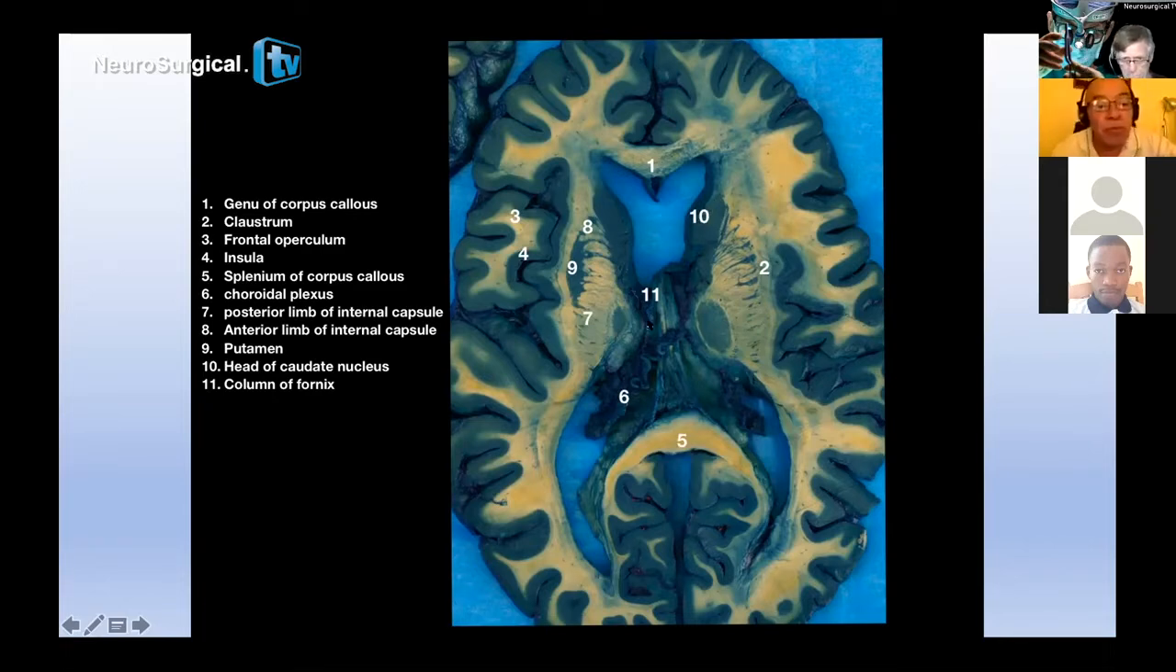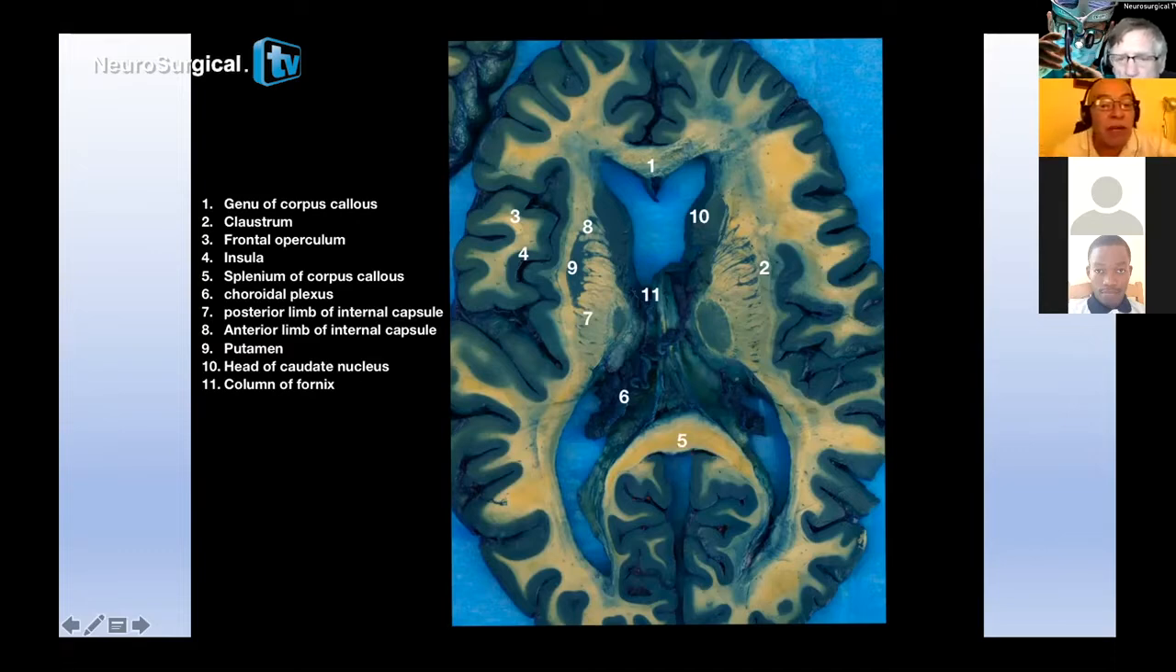The internal capsule is made up of white matter. Yes, it's made of the axons of the pyramidal cells from the cortex, whereas the caudate nucleus is made up of gray matter. Agree. Okay, perfect. So that's the reason you can differentiate white substance and gray substance.